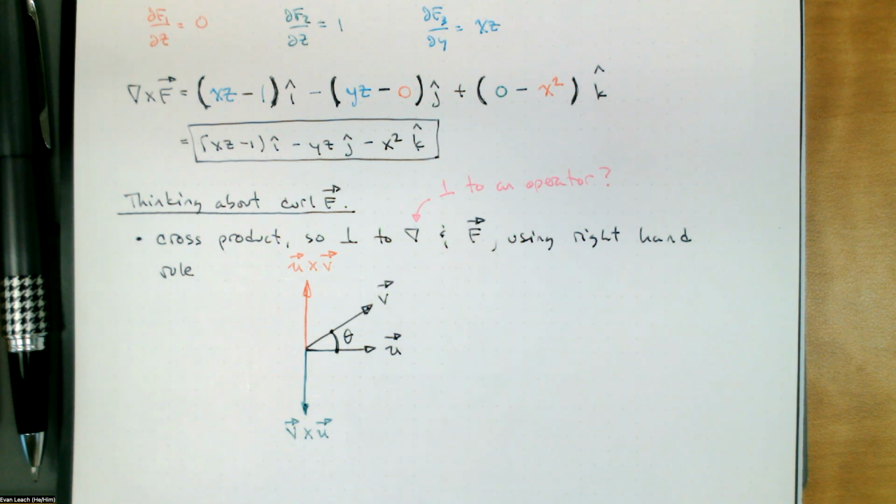So what we want to think about is how much this is telling us how much the vector field is curled around, how tightly wound the vector field is. We want to think about how tightly wound the vector field is.